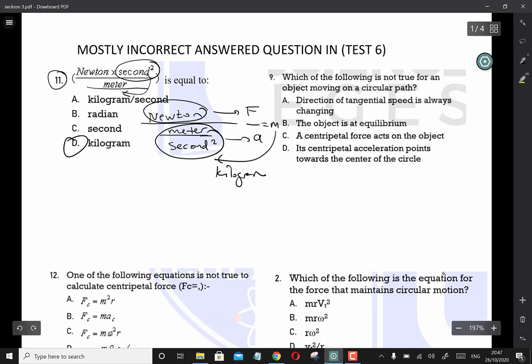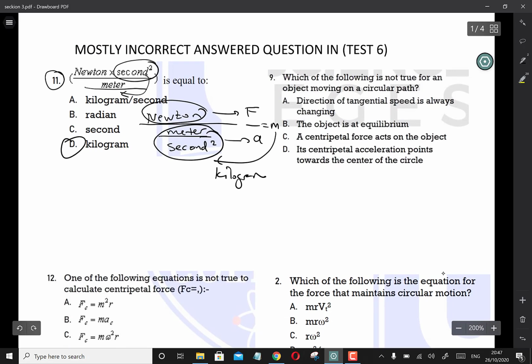Second mostly incorrectly answered question, question number 9. Which of the following is not true for an object moving in a circular path? So an object is moving on a circular path, and the question is about that. Direction of tangential speed is always changing. So yes, you are right, this is correct. The direction of the tangential speed is continuously changing.